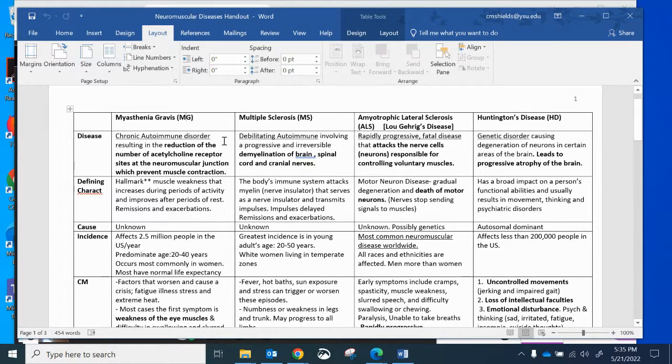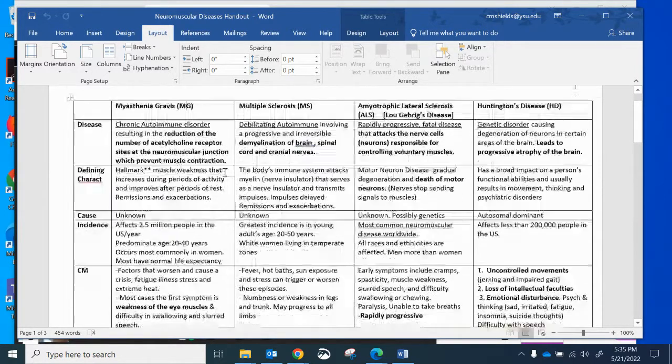So let's start with MG, a chronic autoimmune disorder resulting in the reduction of the number of acetylcholine receptor sites at the neuromuscular junction. Because acetylcholine can't attach itself due to decreased receptor sites, it prevents muscle contraction. That's what would happen.